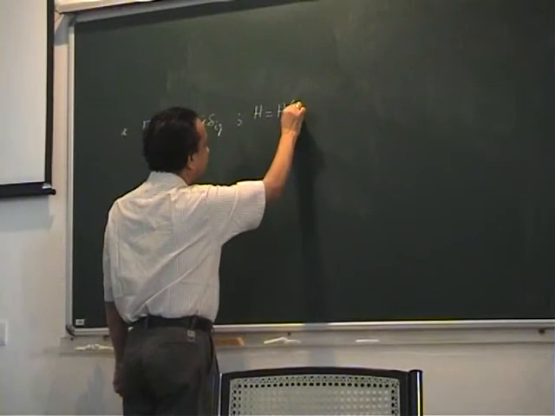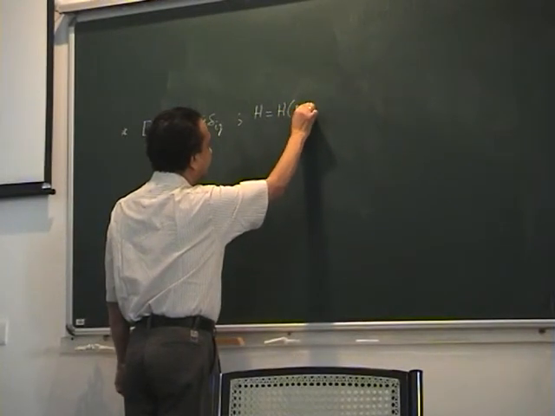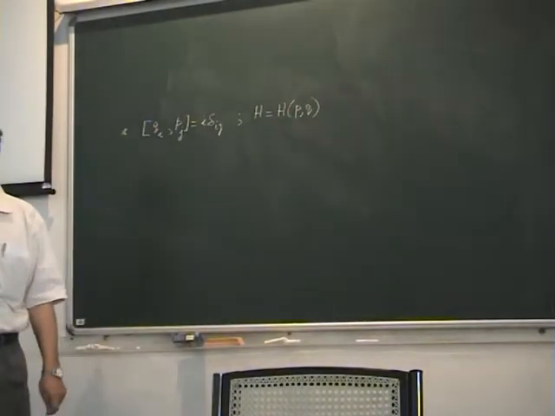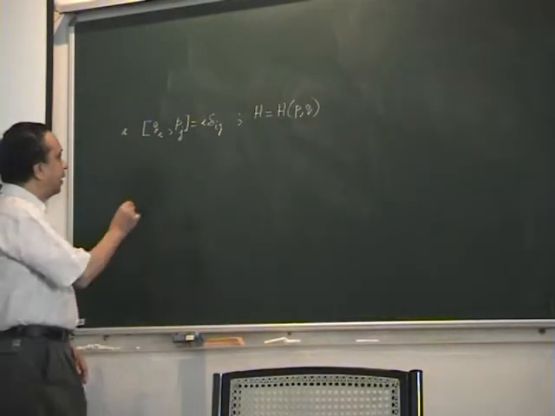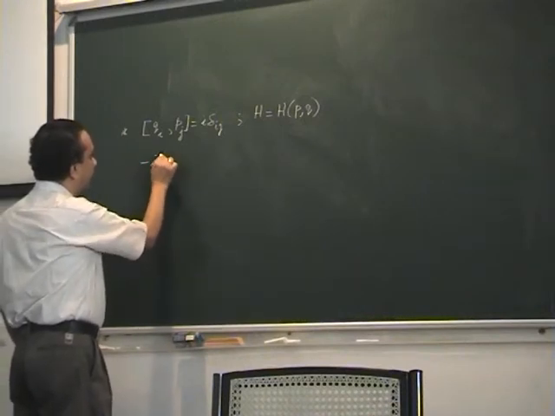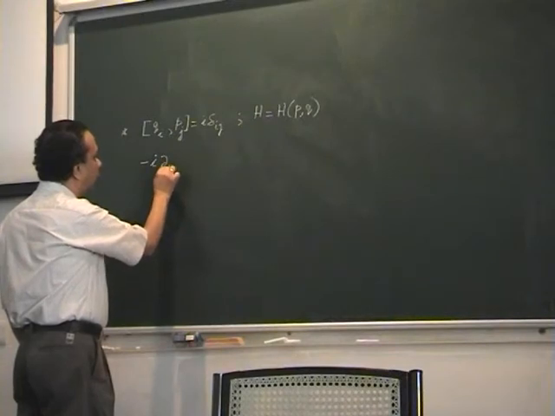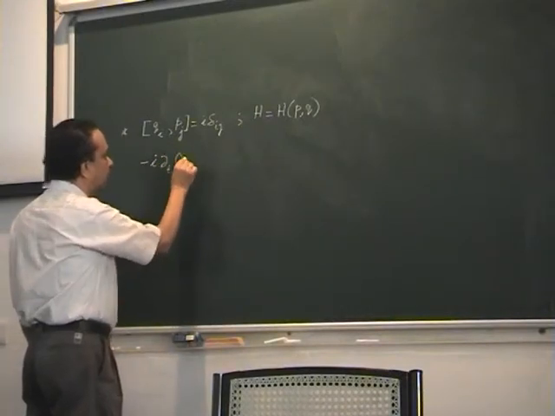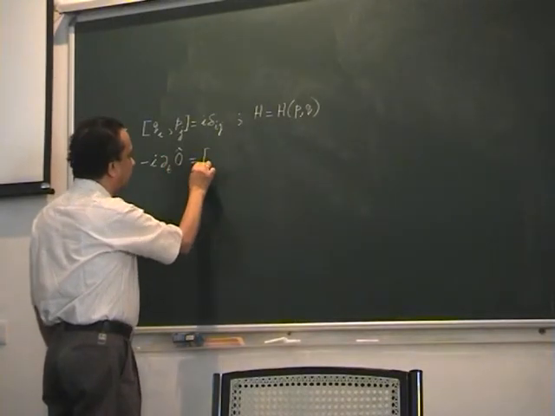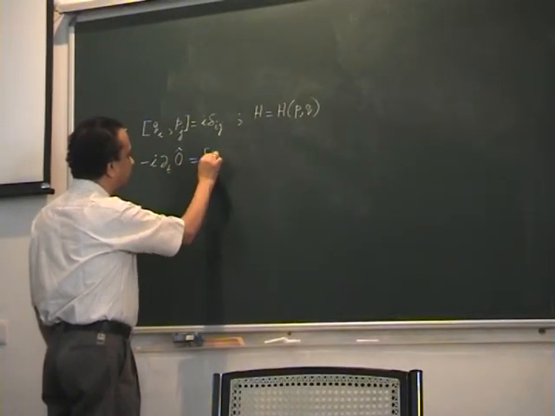and we assume that there are no factor ordering issues, etc., and this is well defined, or at least we have chosen one particular representation for the Hamiltonian. Then the main evolution equation which you have is minus i d/dt of any operator O is equal to the commutator of O with H.